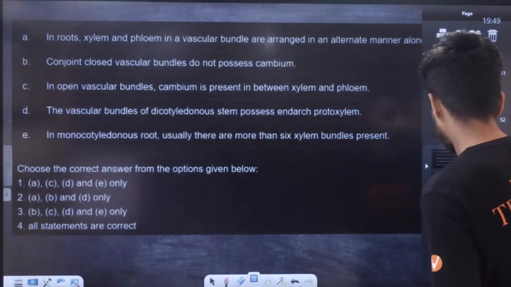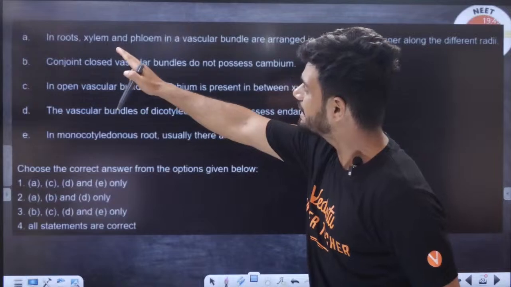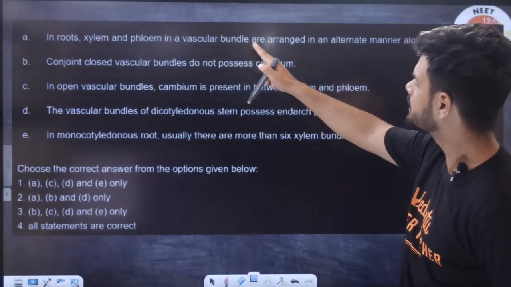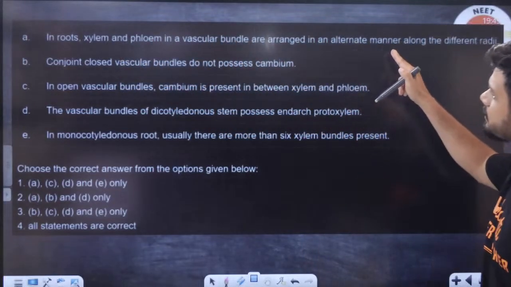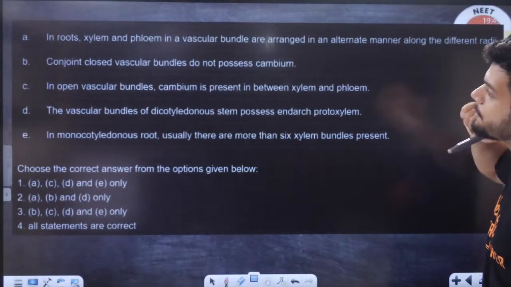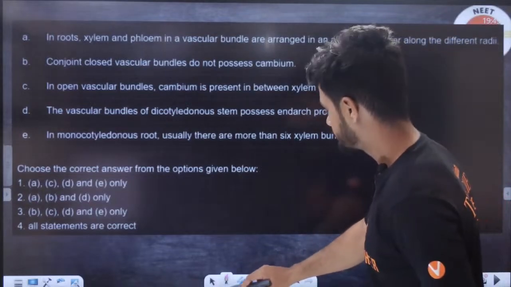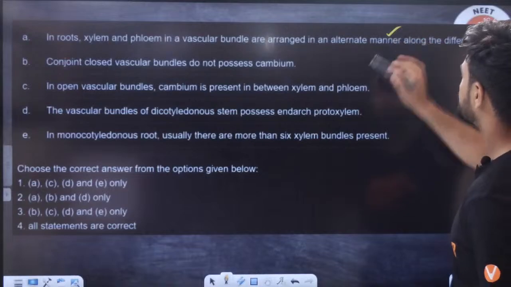How many questions are there? Many questions are there. Okay. See, in roots, xylem and phloem in vascular bundles are arranged in alternating manner along different radii. Yes or no? Radial arrangement, roots. True or false? Tell me. In roots, it is radial arrangement.